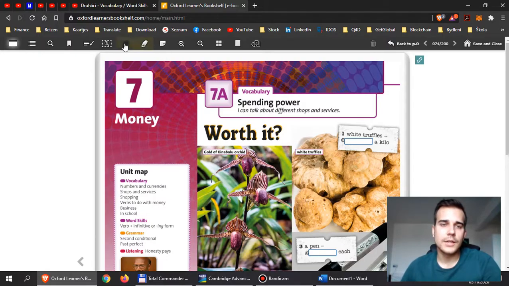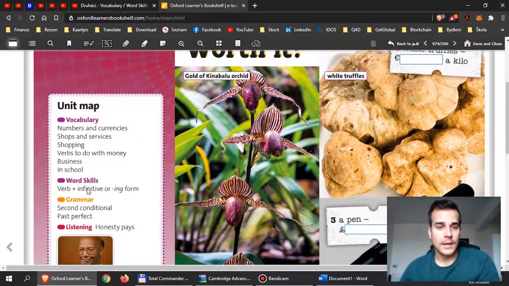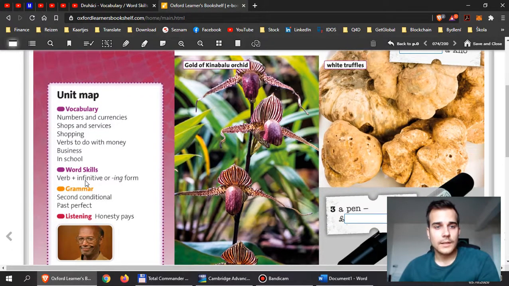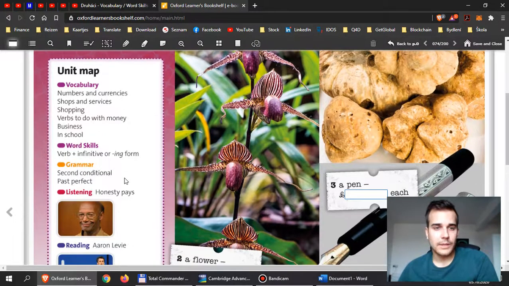Anyway, if you check the unit map over here, you will see that we are going to discuss vocabulary, word skills, and in vocabulary we have numbers and currencies, shops and services, shopping, verbs to do with money and business, and in school. Then in word skills we are going to learn the difference between using the verbs in infinitive and ing. And later on in grammar you will discuss conditionals with me and past perfect.